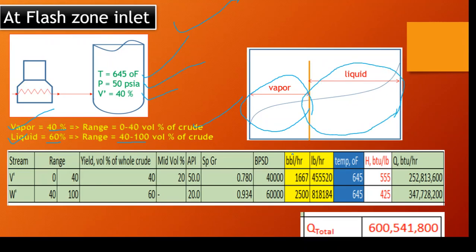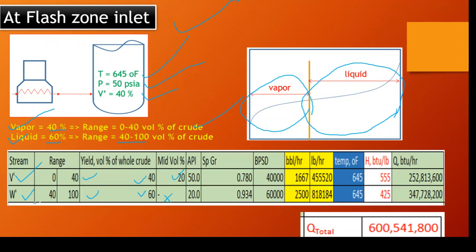So we have now allocated the range of all liquid and all vapors in the TBP, and now how can we go for the energy balance. V dash is for the vapor phase, W dash is for the liquid phase. The ranges, as we have discussed, are 0 to 40 and 40 to 100. So yield is 40 and 100. Mid volume percent is 20. The mid volume percent is not given here.